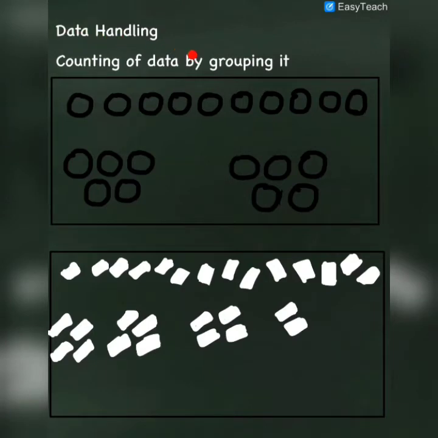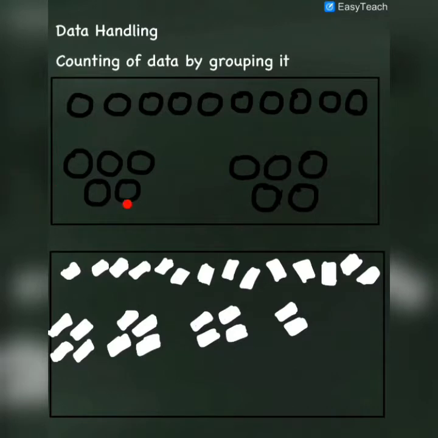Data handling. Counting of data by grouping it is called data handling. Let's see the following example. Suppose we need to count these circles. Consider the first row. So how are we going to count it? Simply 1, 2, 3, 4, 5, 6, 7, 8, 9 and 10. These are 10 circles. Now, counting in such a way, one might sometimes get confused as to whether this is the 5th circle or 6th circle. So, one more easier way of counting is by grouping them.